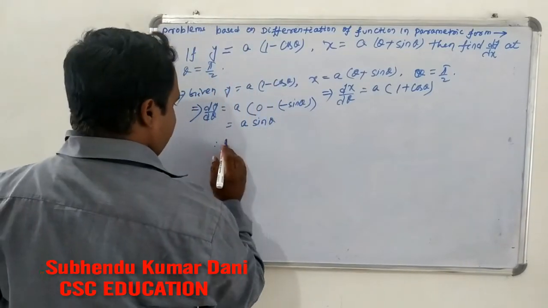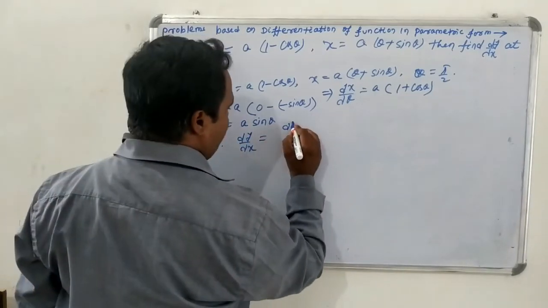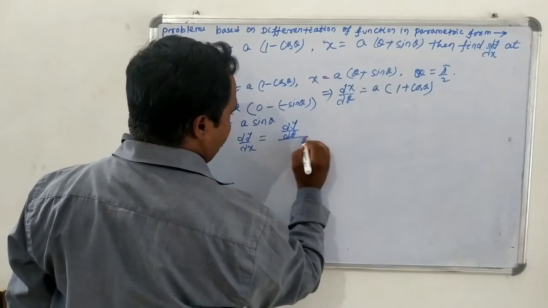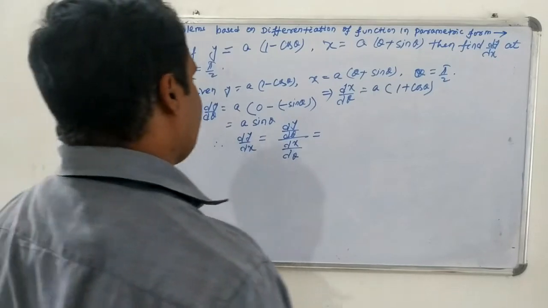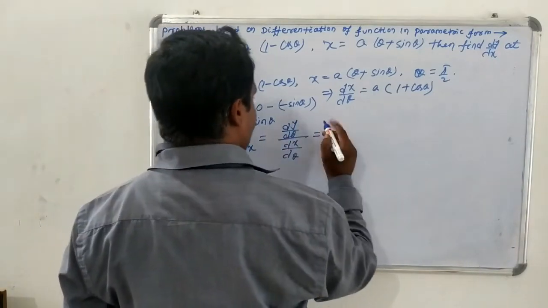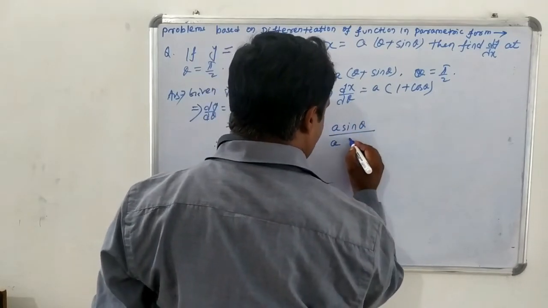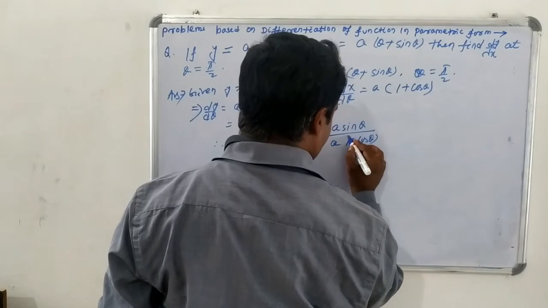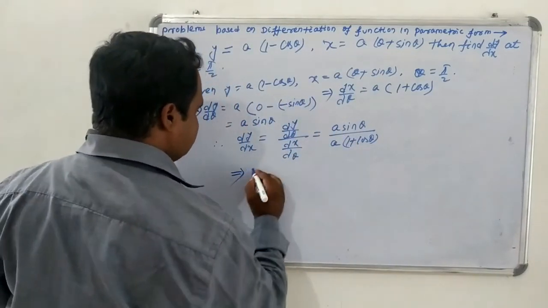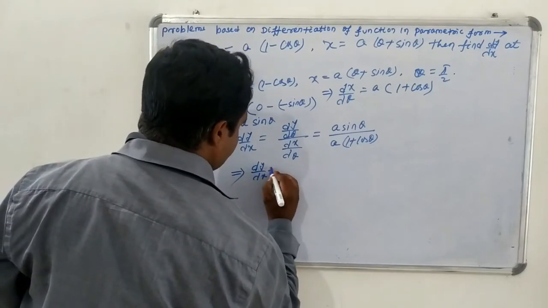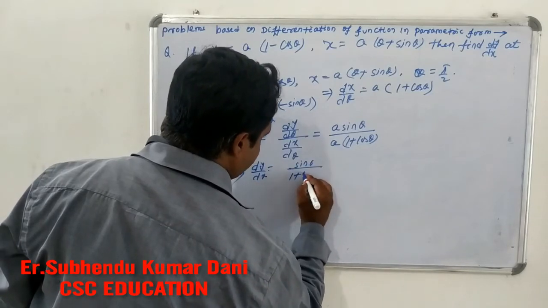Therefore dy by dx equals dy by d theta divided by dx by d theta. This value equals dy by d theta, which is a sin theta, divided by a(1 plus cos theta). The a factor is cancelled out. This implies dy by dx equals a sin theta by 1 plus cos theta.